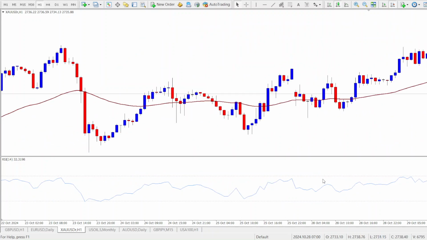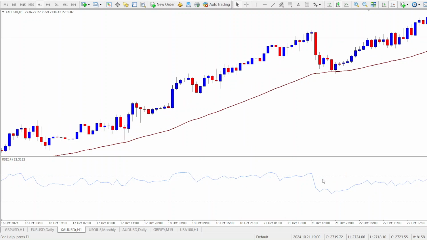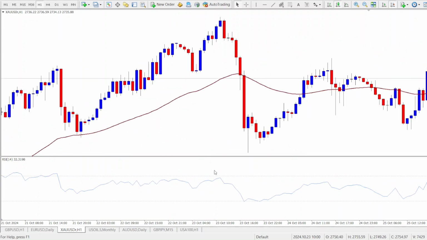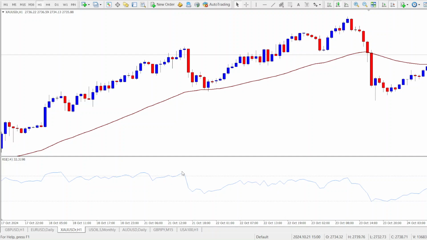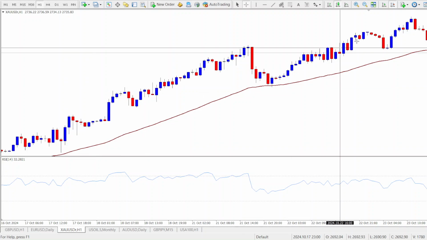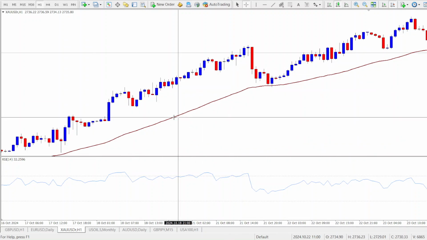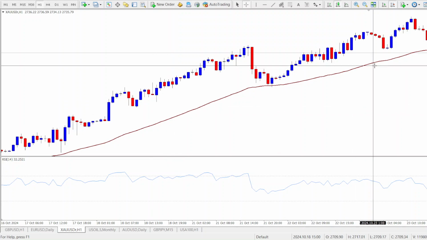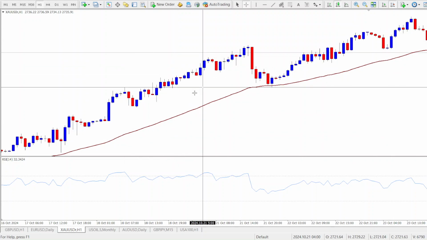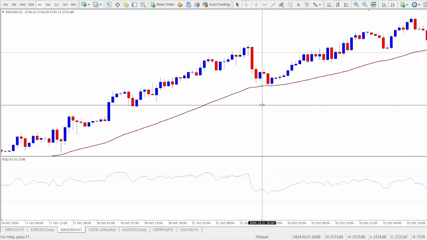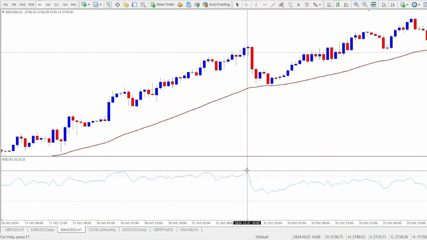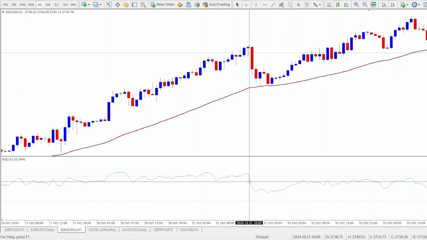Let us just look at a practical example. We can see that at this point, when the RSI was in the overbought territory and started pointing downward, there was a pullback, even though this was a bullish trend, as indicated by the moving average. Price was trading above the moving average. But when the RSI was in the overbought territory and beginning to point downwards, we can see that there was a pullback.